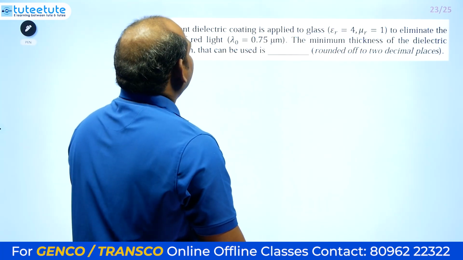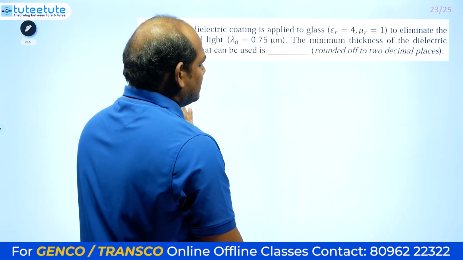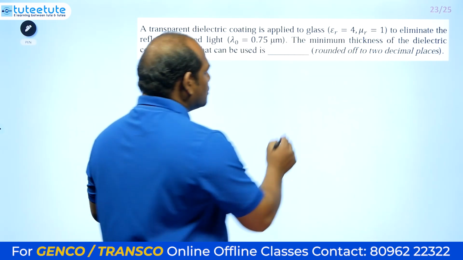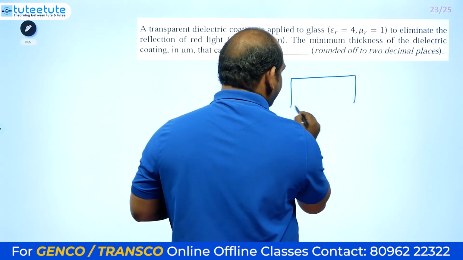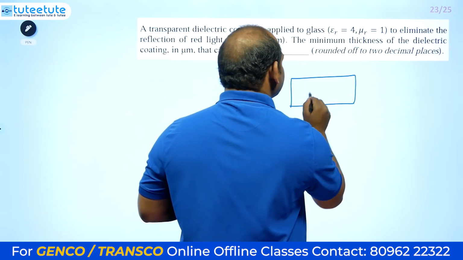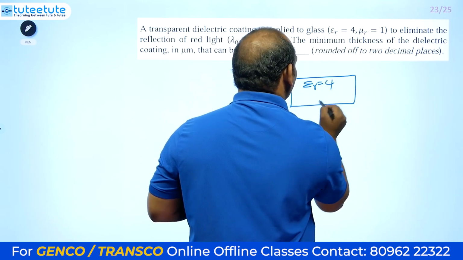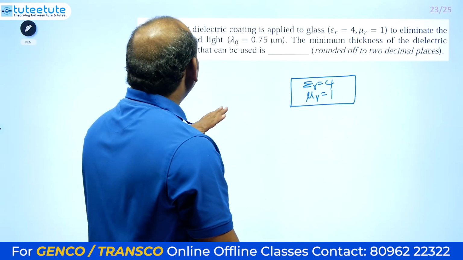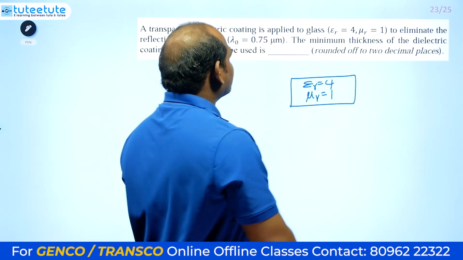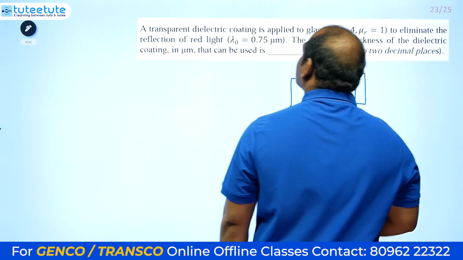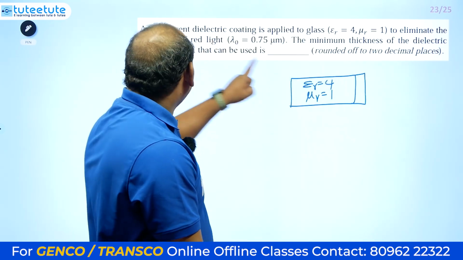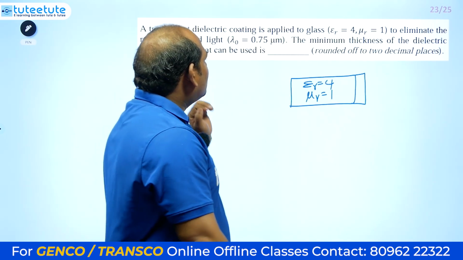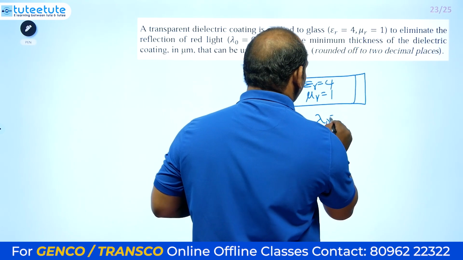A transparent dielectric coating is applied to glass having epsilon r equal to 4 and mu r equal to 1. So you take one glass material, which has epsilon r equal to 4 and mu r equal to 1, and we have taken a transparent coating for this one. We use this transparent coating to eliminate the reflection of red light having lambda naught equal to 0.75 micrometer.